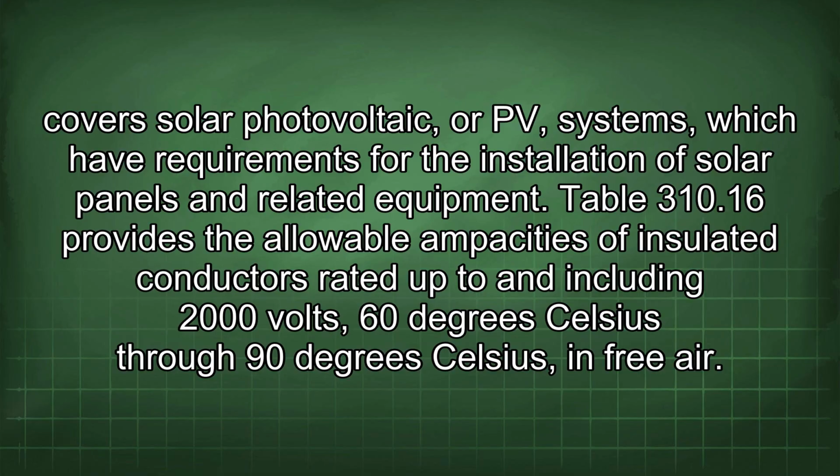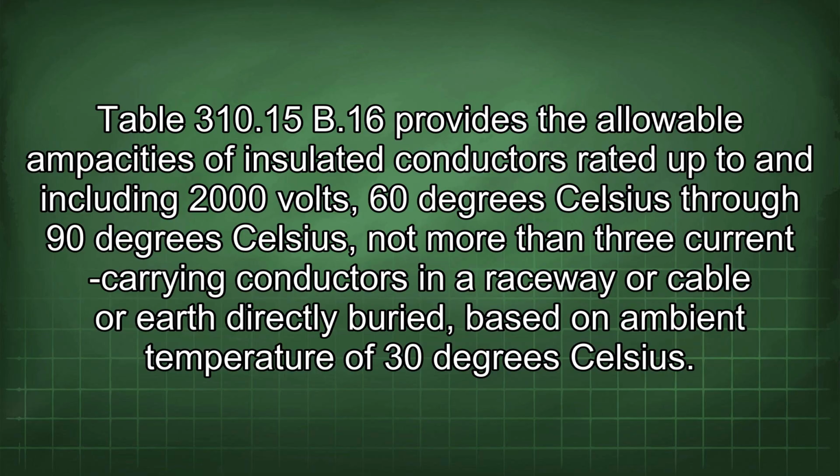Table 310.16 provides the allowable ampacities of insulated conductors rated up to and including 2000 volts, 60 degrees Celsius through 90 degrees Celsius, in free air. Table 310.15(B)(16) provides the allowable ampacities of insulated conductors rated up to and including 2000 volts, 60 degrees Celsius through 90 degrees Celsius, not more than 3 current-carrying conductors in a raceway or cable or earth directly buried, based on ambient temperature of 30 degrees Celsius.